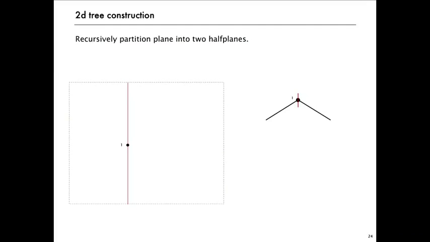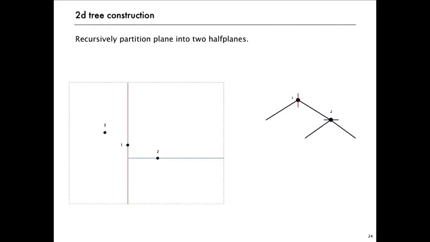Arbitrarily, for our first point, we're going to divide the plane into two parts based on a vertical line through that point. So now in the tree on the right, all the points that fall to the left of the first point are going to be on the left, and all the points that fall to the right of that first point are going to be on the right. But then when we get to the next point, we'll switch and we'll partition on a horizontal line. So now for our second point in the tree, the left subtree corresponds to everybody below that horizontal line, and the right subtree corresponds to everybody above it.